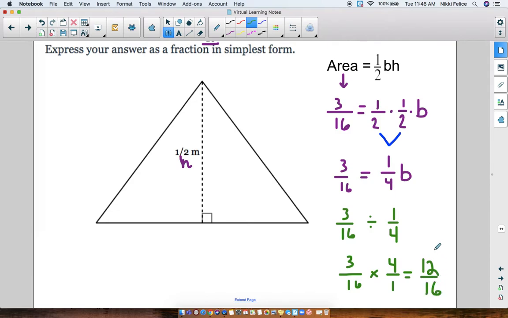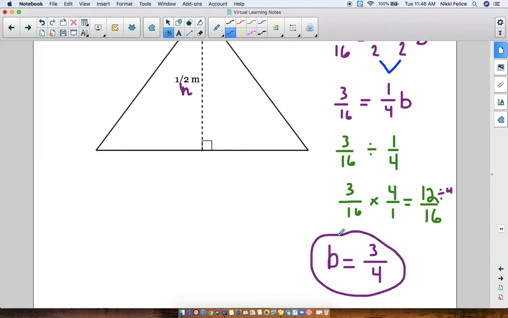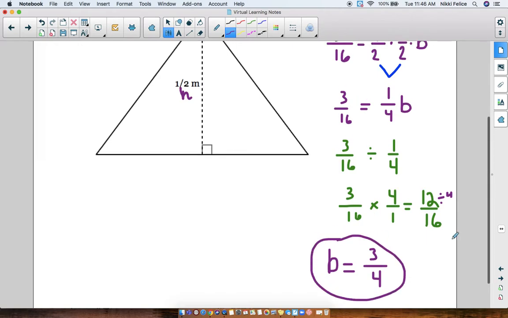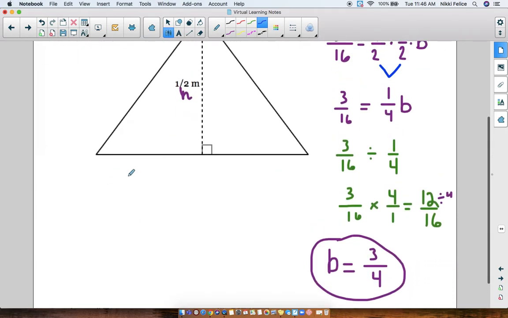What can we divide both 12 and 16 by? We can divide them both by 4. So b is going to equal, if I divide both of these by 4, 12 divided by 4 is going to be 3 in the numerator, and 16 divided by 4 is 4. So b equals 3/4. And of course you can go back and check your work by plugging this base back into the formula to see if we got it right. So 1/2 times the base times the height should equal 3/16, and it does. I'll do it for you real quick.